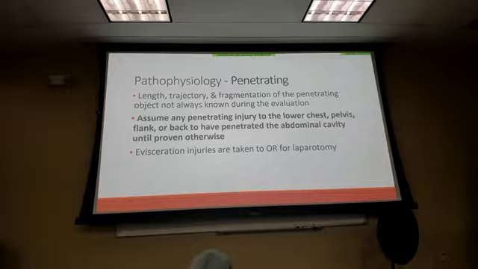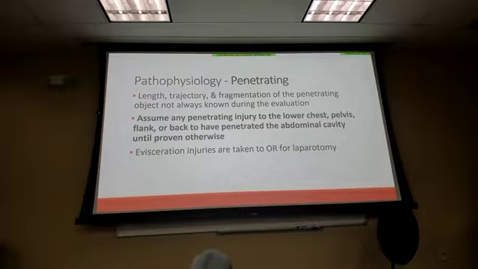But for most objects, we consider penetration of the abdominal cavity if there's any suspicion. Anything in the lower chest, usually we say below the nipples, is when we consider that possibly being an abdominal injury as well. And then we want to concern ourselves with anything in the flank, back, or pelvis. We worry about an abdominal injury or that it has penetrated the abdominal cavity. And then eviscerations need to go straight to the operating room.